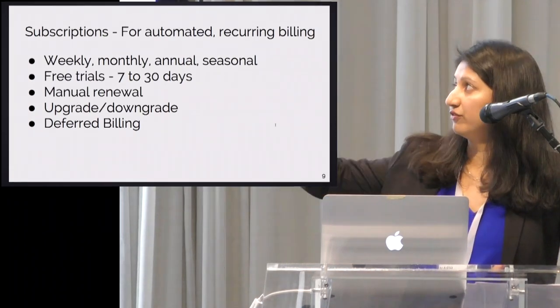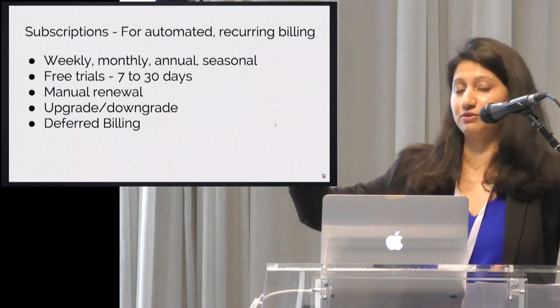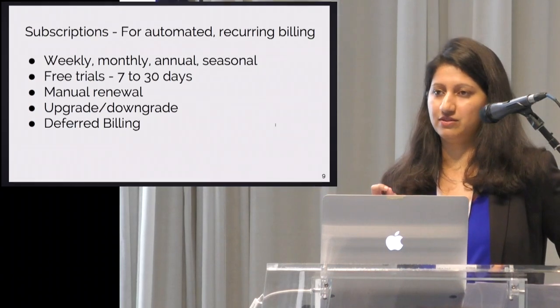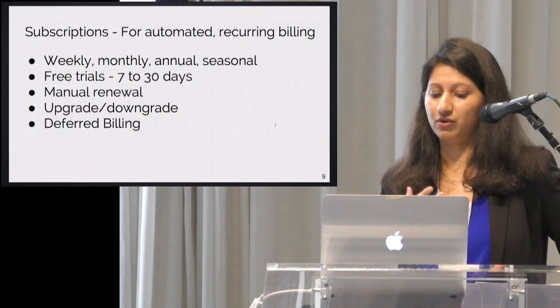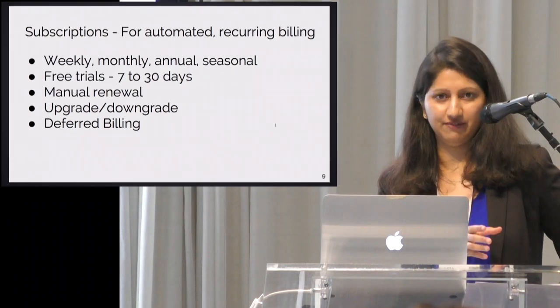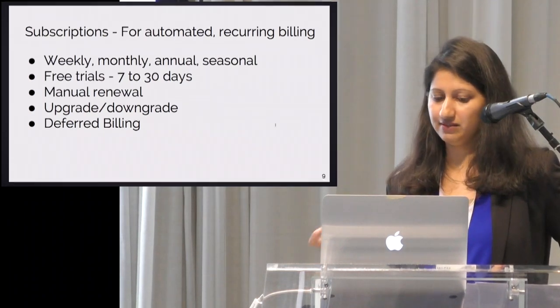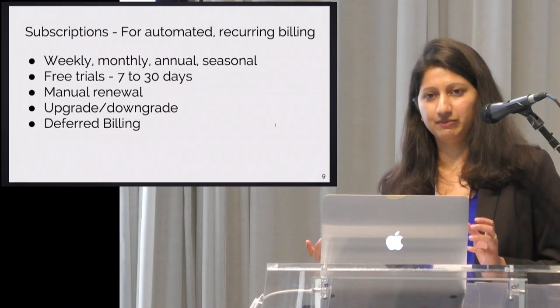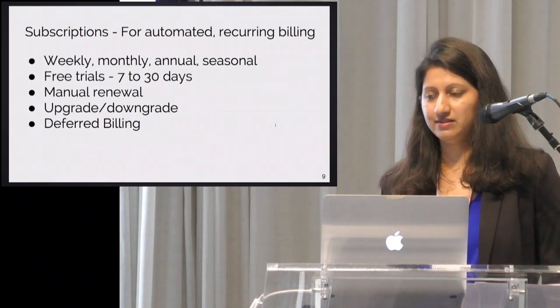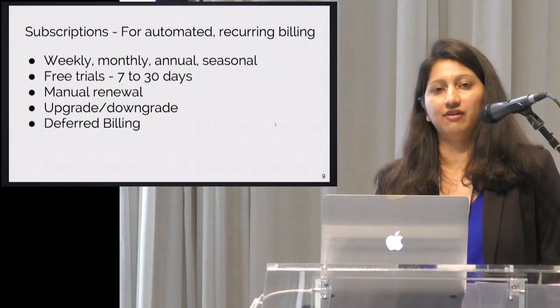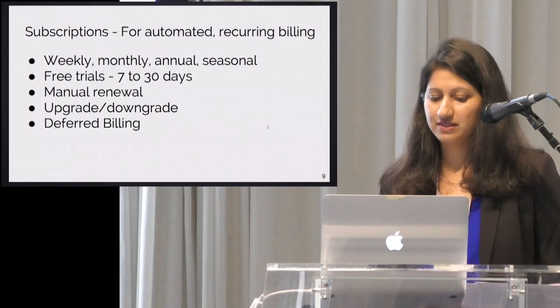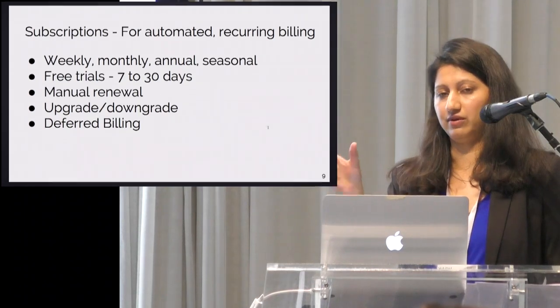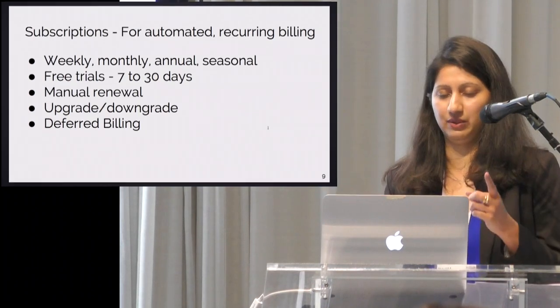Then all of these, except for seasonal, have the option of free trials, which means you can offer this product for free for a minimum of 7 days to a maximum of 30 days. A user can download the app, play around with it, use all the premium features for about 7-30 days. And beyond that, they have to pay for it. Seasonal does not give you this because it only exists between one start date and an end date.